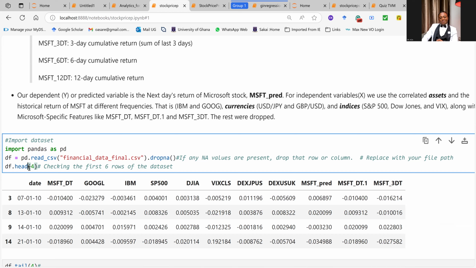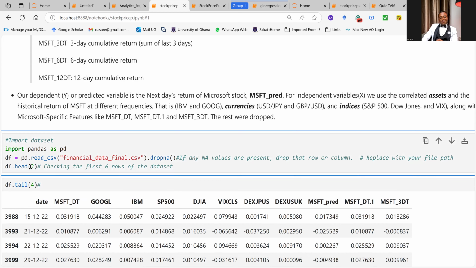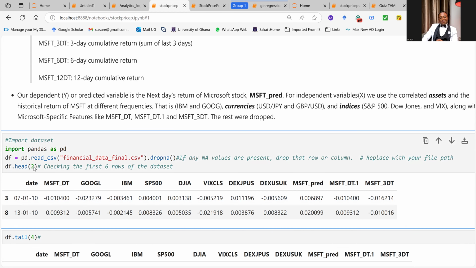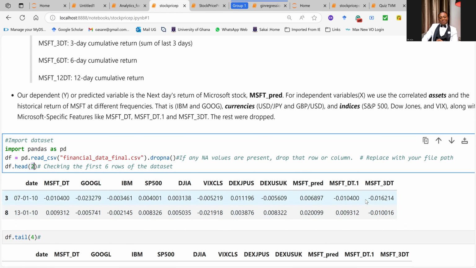And this shows the first 4 rows of the data. If you want to show just the two rows, okay, that's it. You just have the 2 rows. I just changed this value to 2, and you can just look at the 2 rows. Now look at the columns. You can see that the dependent variable is here.